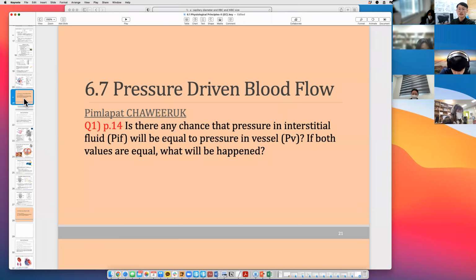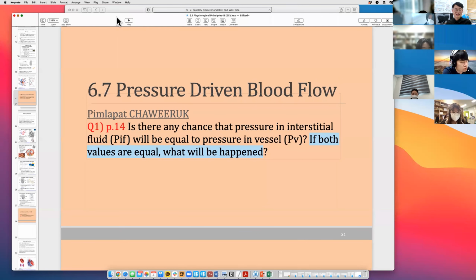So before finishing, I think there's a last question by Janice. Let's see, pressure driven. Is there any chance that pressure in interstitial fluid will be equal to pressure in the vessel? If both values are equal, what will happen? Very good and important question. I think we discussed a little bit of this. In general, intravascular pressure has to be higher to keep the blood vessel inflated. But in some cases, this may not be true.